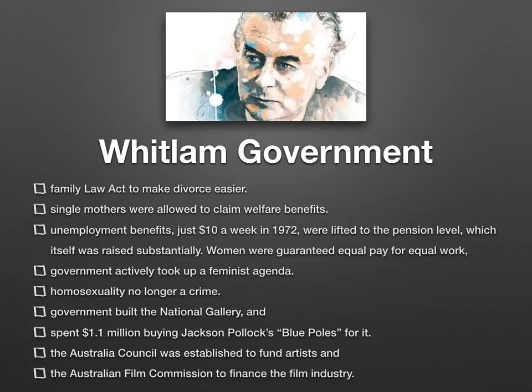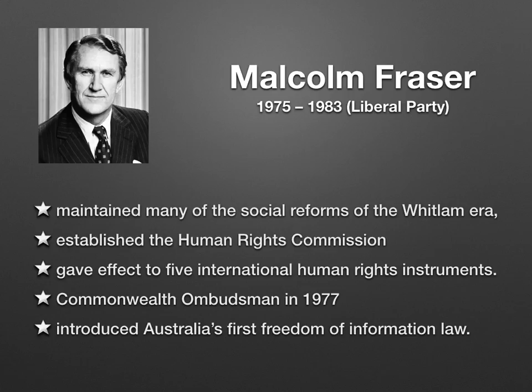The government actively took up a feminist agenda. Homosexuality was no longer a crime. The government built the National Gallery. They spent $1.1 million buying Jackson Pollock's Blue Poles, and I was a child at the time, and I can remember that. That was a massive controversy. I was a teenager, actually. But today it's worth significantly more than that, so it has been a reasonable investment. The Australia Council was established to fund artists, and the Australian Film Commission was established.